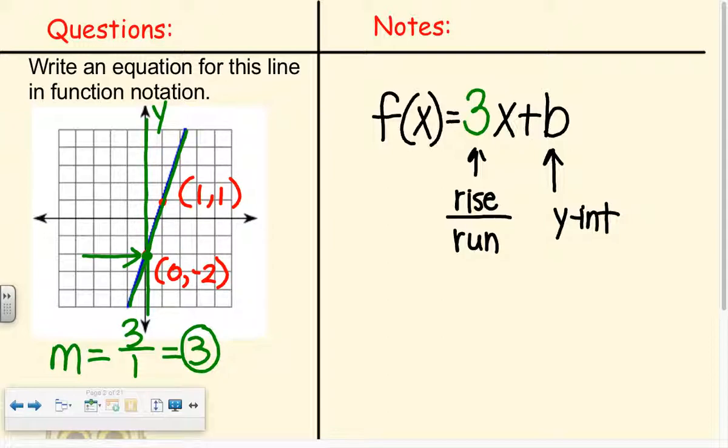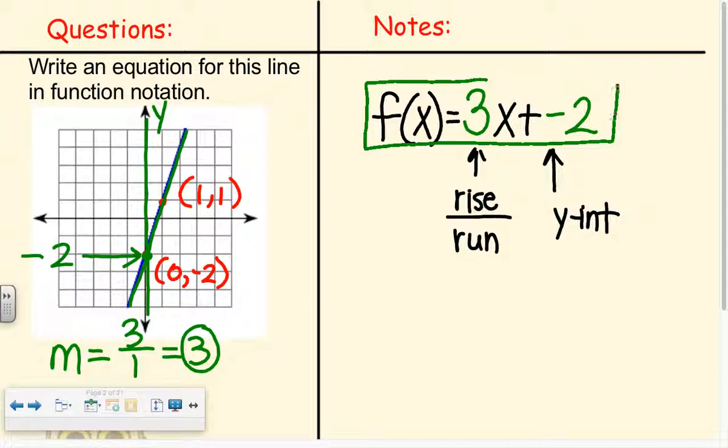That number is -2. It crosses right at -2. So I'm going to erase b and write a -2. You can have 3x minus 2, or you can have 3x plus a -2. But this is your answer right here. That is your equation, and that's what we needed to do on that problem. So f of x equals 3x plus a -2.